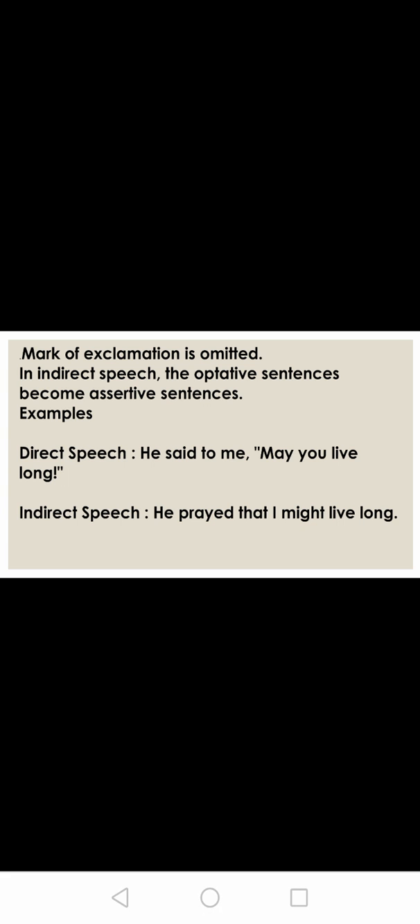It will become simple. For example, he said to me, may you live long. Now in indirect speech, he prayed that I might live long.